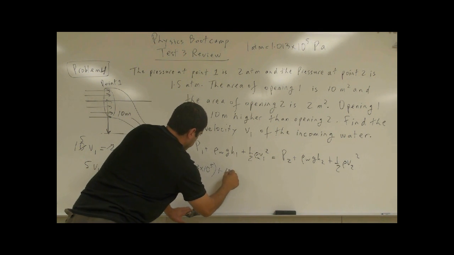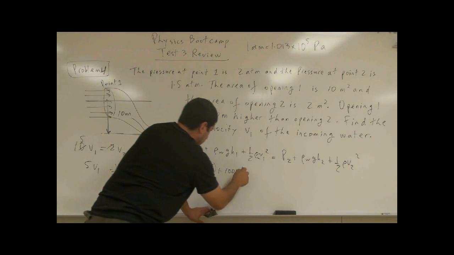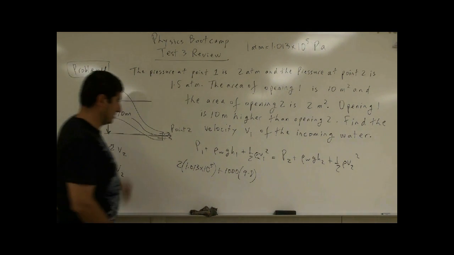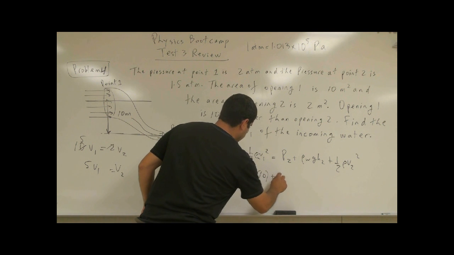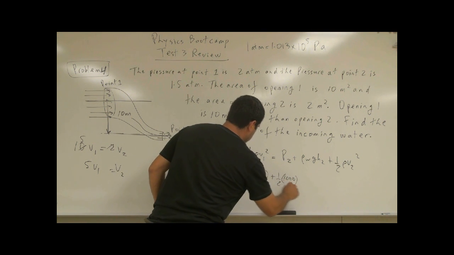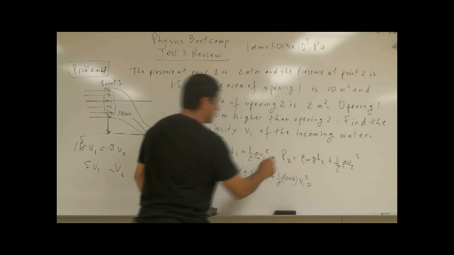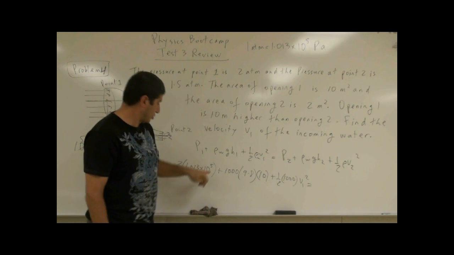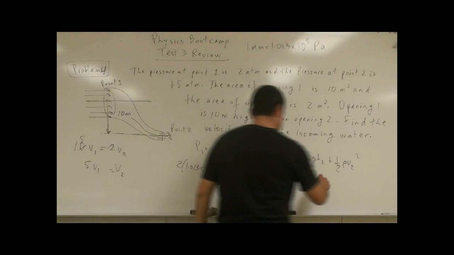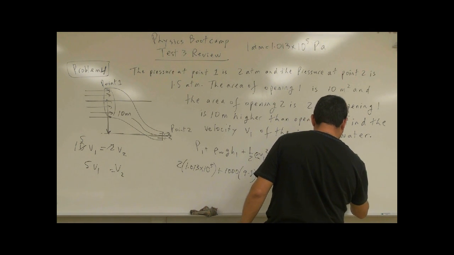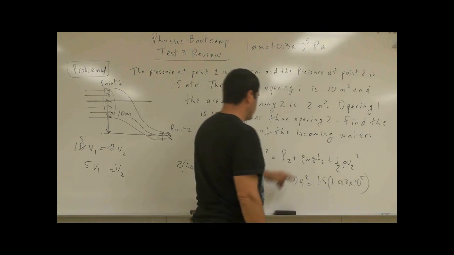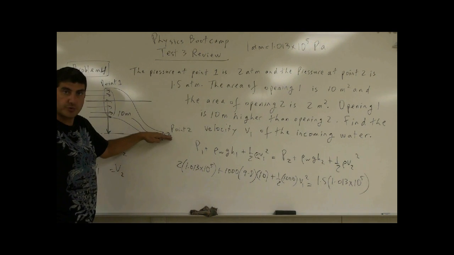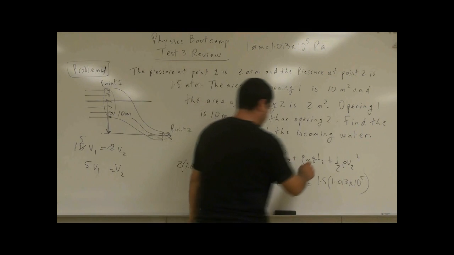Density of water, 1,000. g is 9.8. What's H1? That's 10 meters, right? Plus half, 1,000, V1 squared. What's P2? Well, P2 is 1.5 atmospheres. So it's 1.5 times this value. What's H2? Well, H2 is 0 because it's the lower one, right? So it's going to be just 0 here.